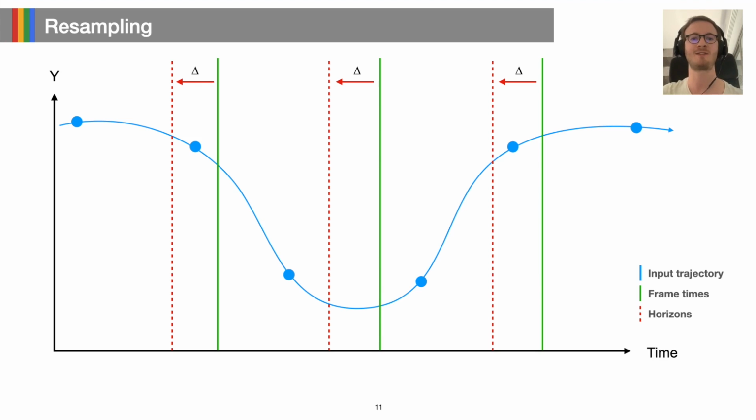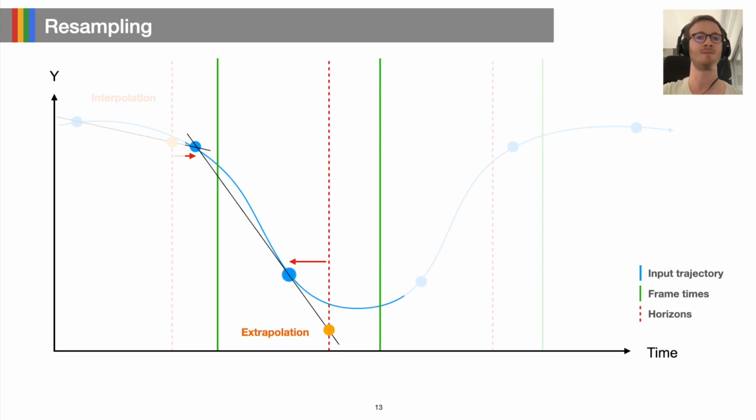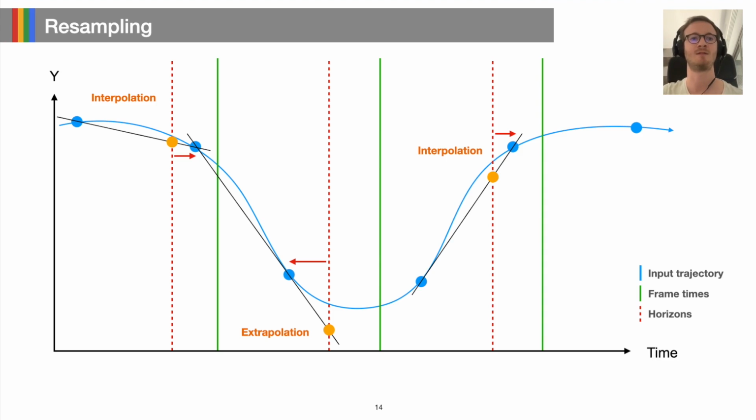To achieve this, we have 2 cases. If the last input event received from the system is after the horizon, we use linear interpolation between it and the previous ones to compute the resample position. If the last input event received occurred before the horizon, then we use linear extrapolation to compute the output position, and so on.